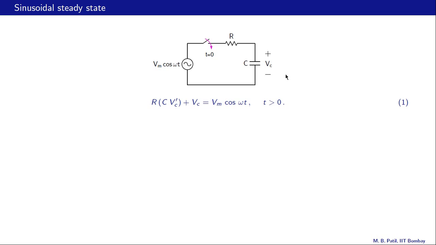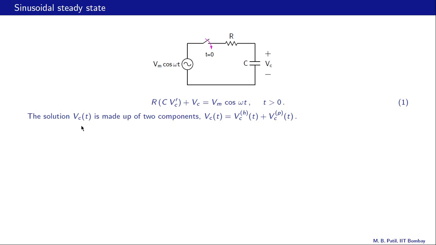Alright, let us begin with the circuit equation, this equation 1 here. What does it say? It says that this voltage drop plus this voltage drop must be the same as the source voltage. This voltage drop is R times the current, and the current is C dVc/dt. So that is what this says here: R times C Vc prime plus Vc must be equal to Vm cos omega t for t greater than 0, that is when the switch is closed.